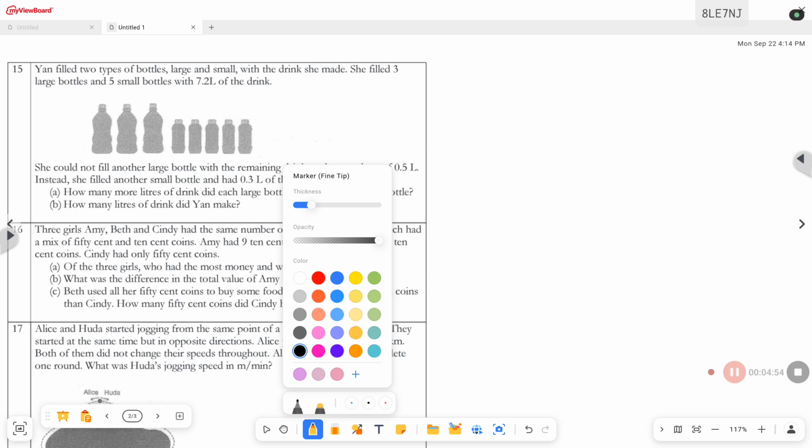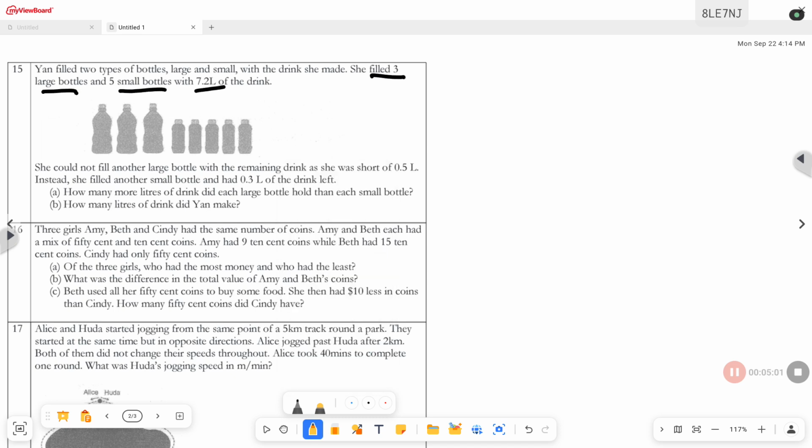What did they say about Yen? So Yen fills two different types of bottles, large and small. She filled 3 large and 5 small with 7.2. So I'm going to draw my model so I can visualize better, always.